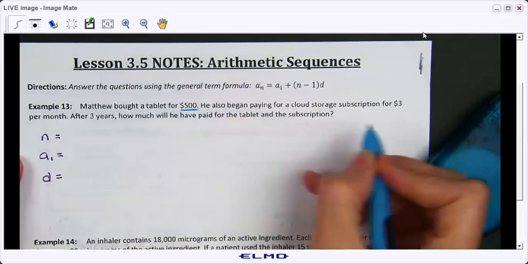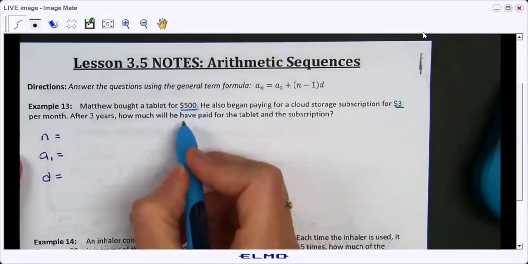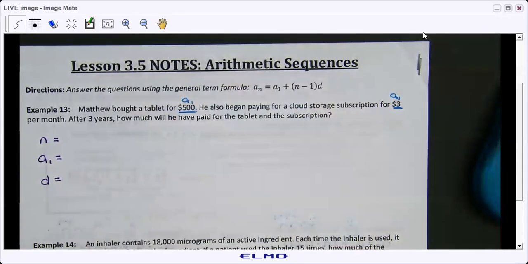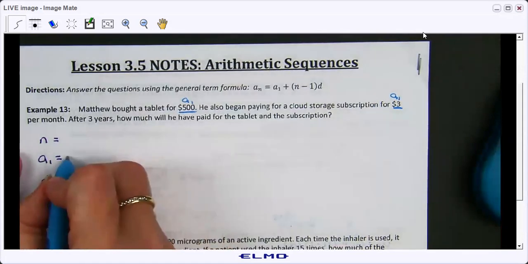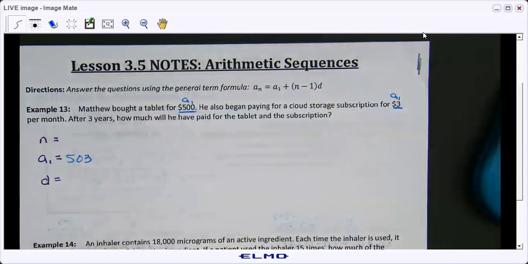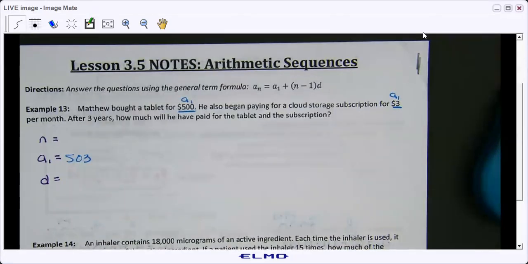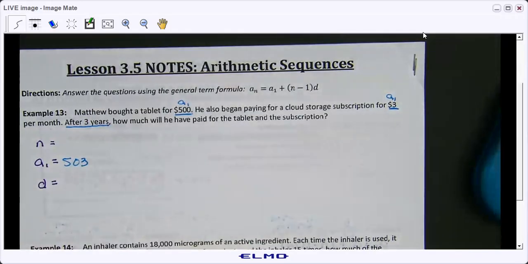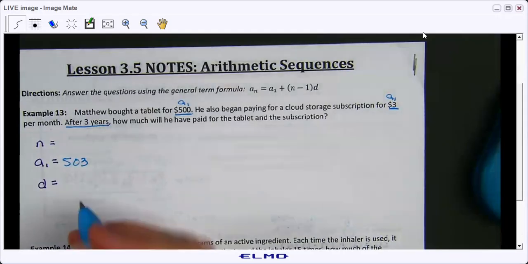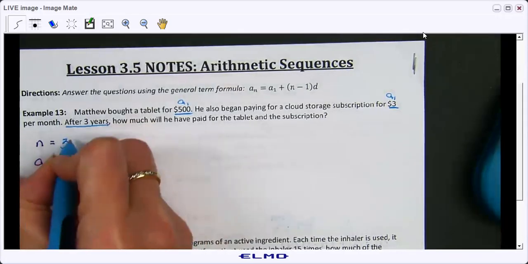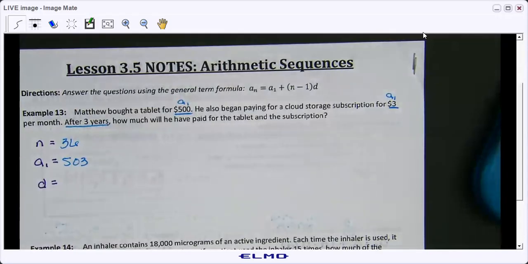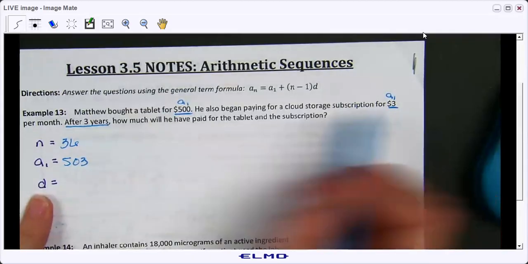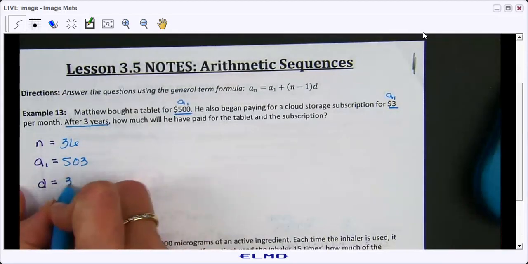Our first term is 503, because when they're buying it, that's what they're starting with. The term that we're looking for, the n, is after 3 years. Because they're paying monthly, we have to convert 3 years into months, so our nth term is 36. We want to know how much they paid at the end of 36 months. And the common difference, he's paying a subscription of $3 per month, so it's a positive 3.